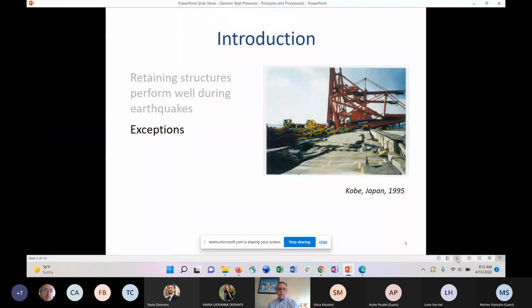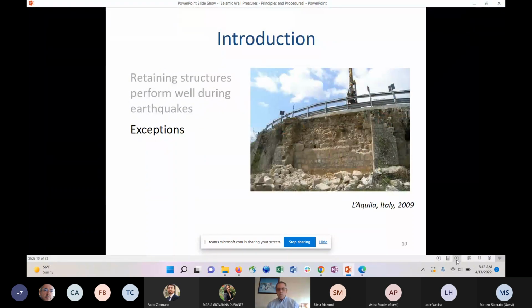One notable exception that we see fairly regularly is when you have, say, quay walls along ports or other coastal facilities, and you have liquefaction either in the foundation or in the backfill. It doesn't turn out well. So liquefaction can compromise walls for sure. We also have walls that will fail if they are essentially masonry walls with very little moment capacity. It's not uncommon to see them having toppling failures during earthquakes like this one in L'Aquila.